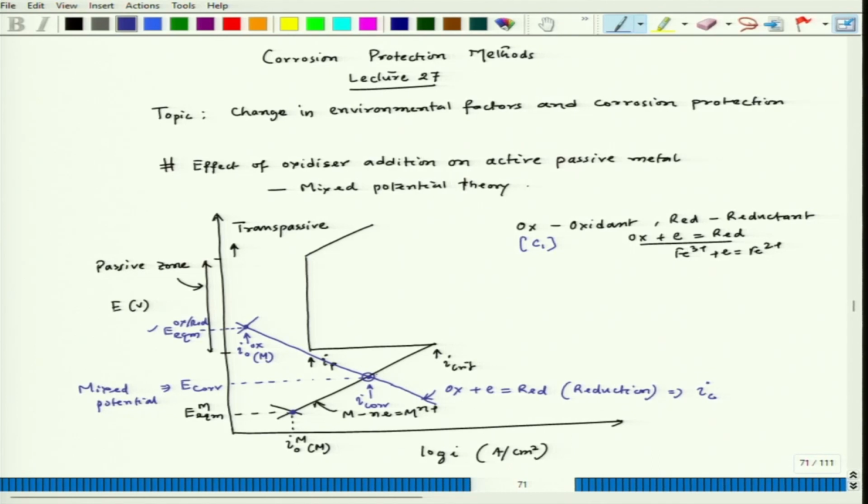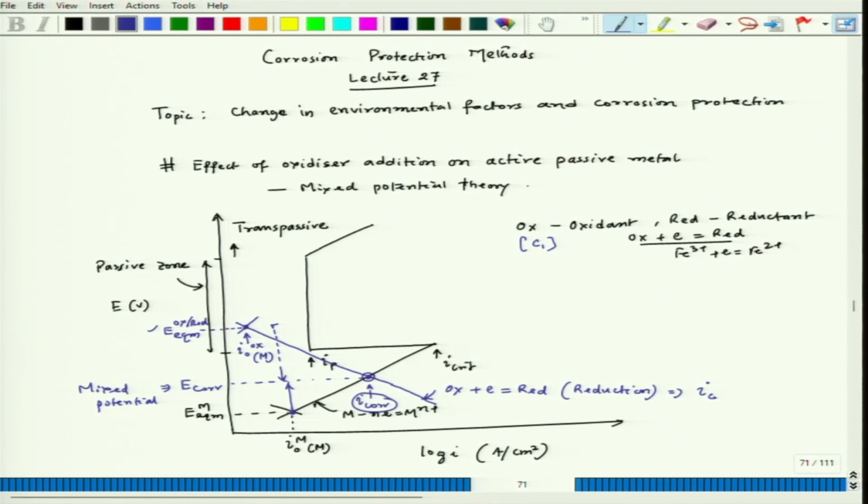So, this particular potential would go to this location, and then on the reduction process this potential will be dragged to this location, and then we will have a situation where the total rate of reduction process is equal to the total rate of oxidation process, and steady state corrosion would happen at this location with the rate corresponding to I corr.